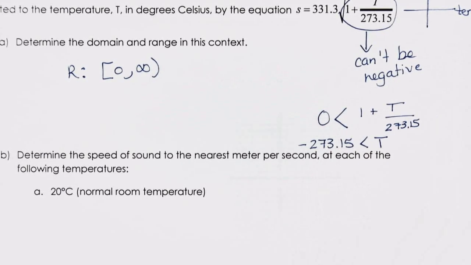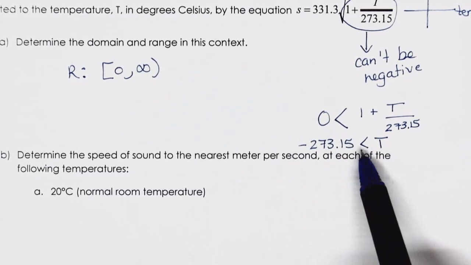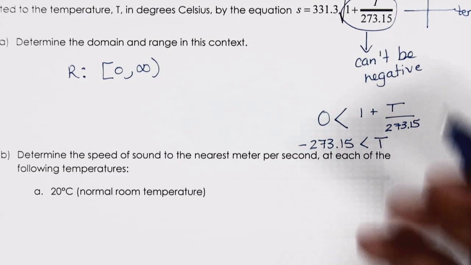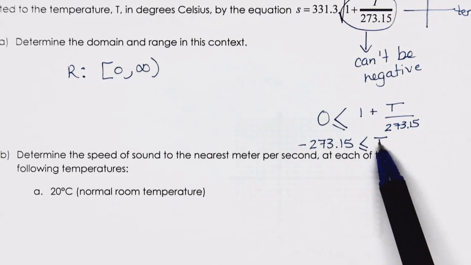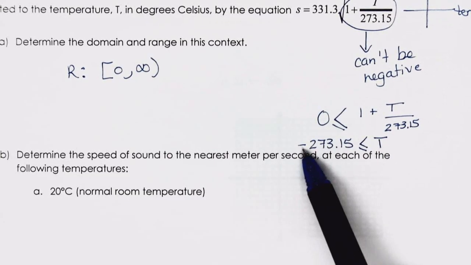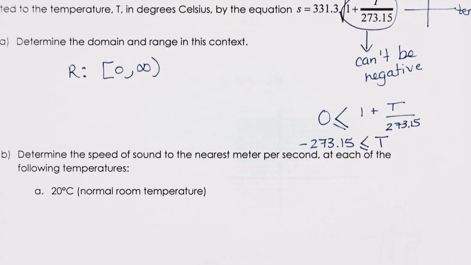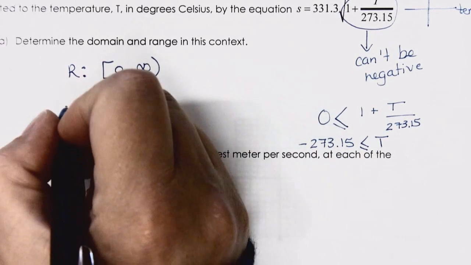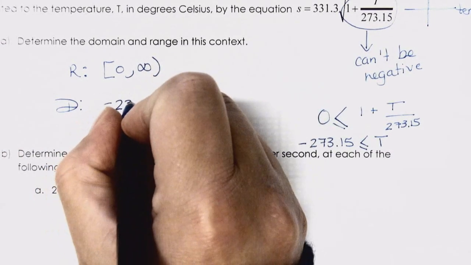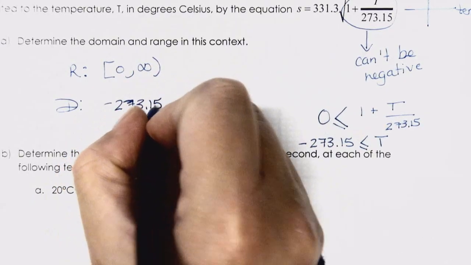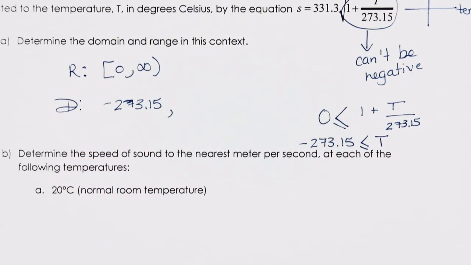So I'm just trying to finish the restriction, right? So this tells us our domain. T must be greater than, ooh, you know what? It could also equal, because we can take the square root of 0, right? So T has to be greater than or equal to negative 273.15. So say that to me in a domain statement. What's my lowest value? Negative 273.15. Okay, brilliant. What's my biggest value?